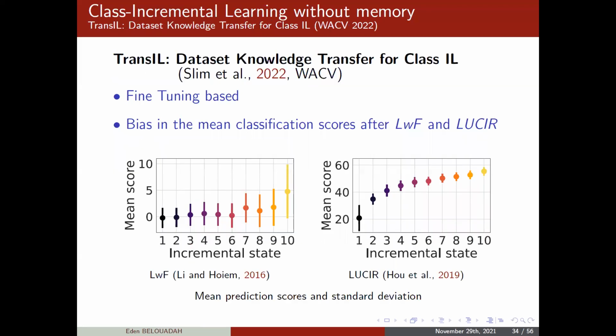The last method is called TransIL, or dataset knowledge transfer for class incremental learning. This method is also fine-tuning based, and the idea is to apply it on top of other class incremental learning methods to increase their performance. In these two figures, we see the scores of learning without forgetting and Lucir. And we notice that in both cases, even after applying the two methods, there is a bias of the network towards the classes that are learned in the later states. So the goal of TransIL is to reduce this bias.